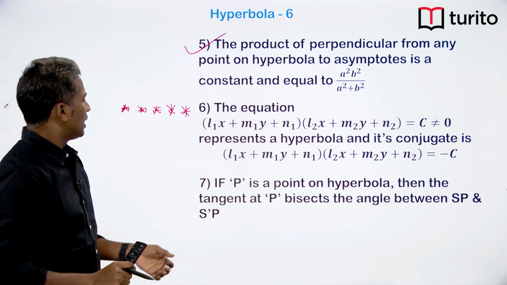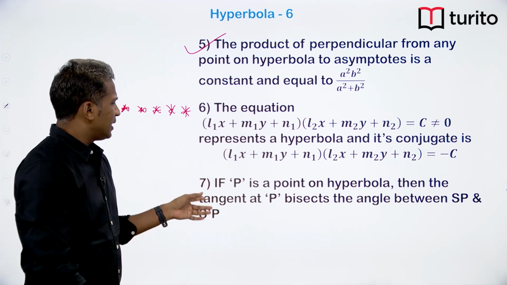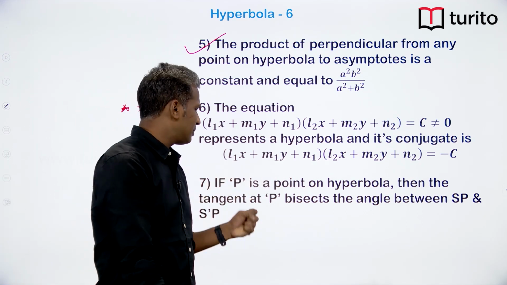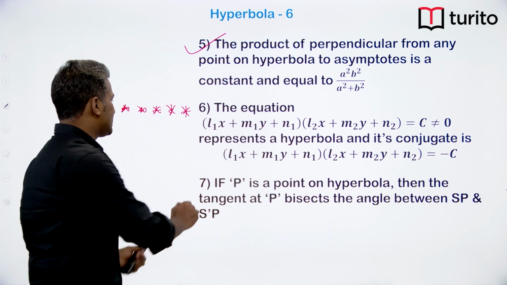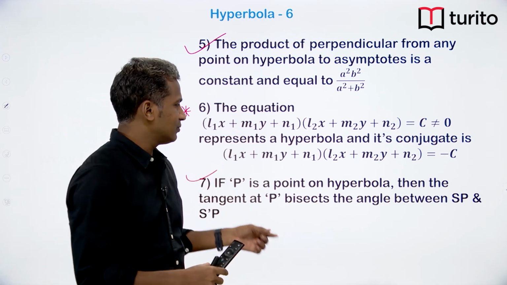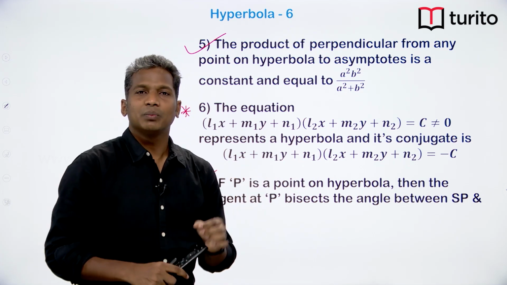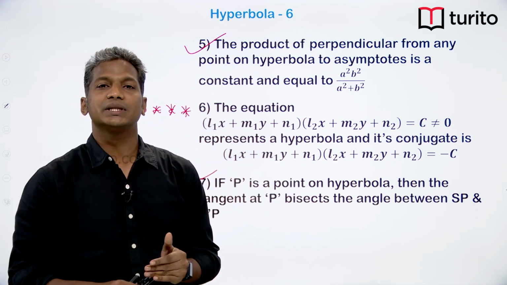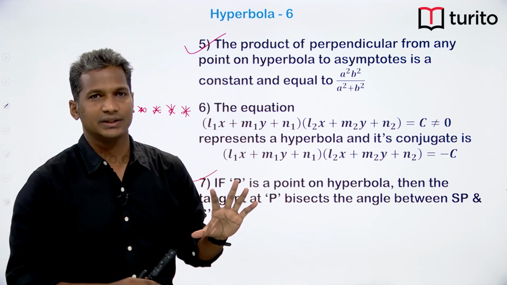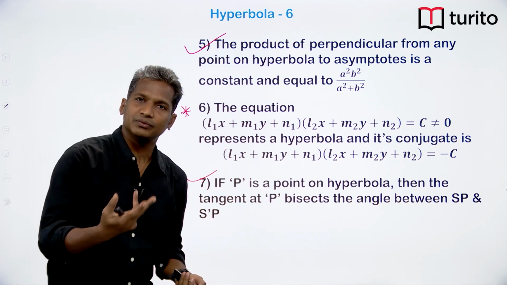Okay. Now there is one more property. If P is a point on the hyperbola, then the tangent at P bisects the angle between SP and S dash P. This we have solved as a question in tangents. So we have proved this using the property of the angle bisector, which is that the angle bisector divides the opposite side in the ratio of the other 2 sides. Okay. Can we proceed now?